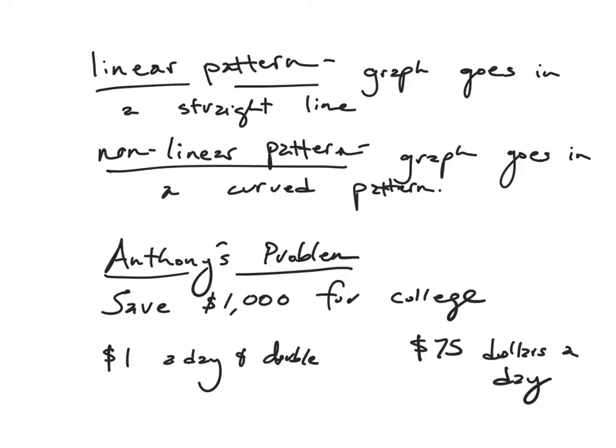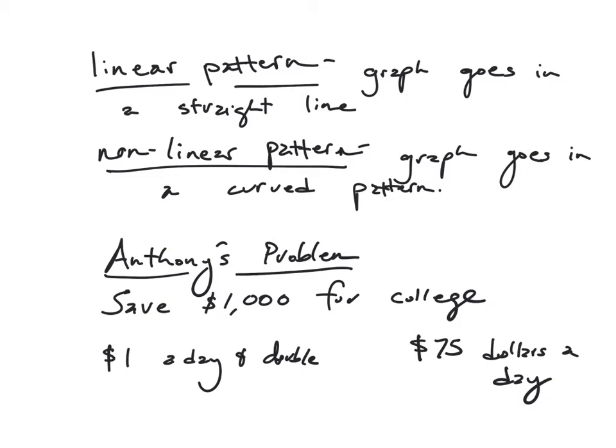We have the straight line, which is called a linear pattern, okay? The graph goes in a straight line. The non-linear pattern would be the graph that goes in a curved pattern, right? We're going to work with these patterns again today. So in your math notebook, I'd like you to pause this right now and write down: the linear pattern is a graph that goes in a straight line. A non-linear pattern is a graph that goes in a curved pattern, right?